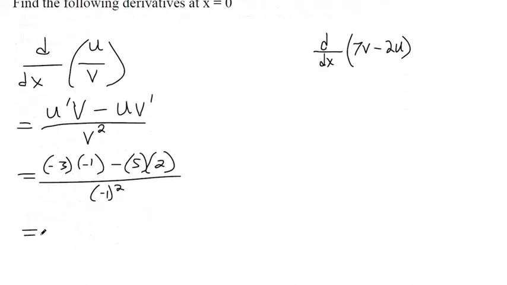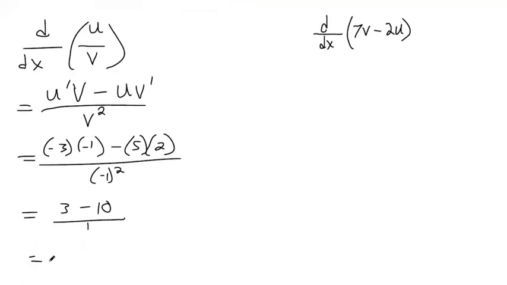Okay, so it's really just a bunch of plug and chug, just trying to force us to use the quotient rule because, well, I guess you could rewrite this for the power rule too. But negative 1 squared is 1, so 3 minus 10 is negative 7 is our final answer.